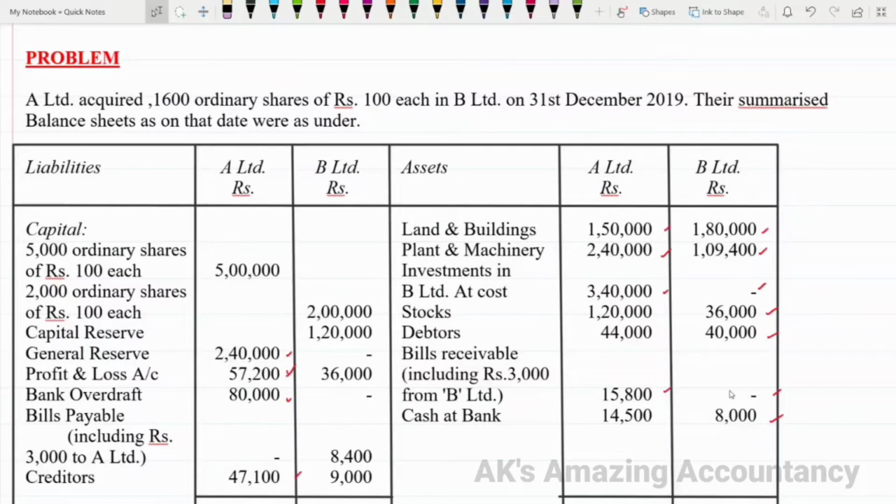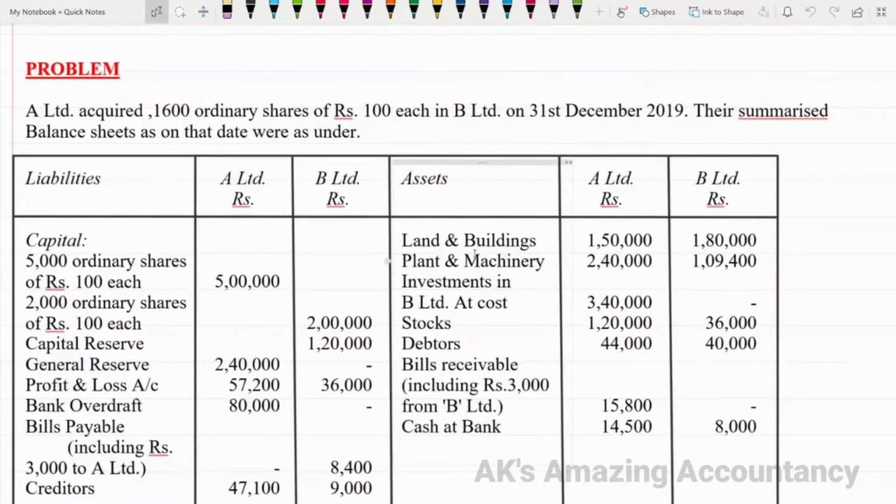A Limited acquired 1600 ordinary shares of rupees 100 each in B Limited on 31st December 2019. Their summarized balance sheets as on that date were as under. Liabilities, it's given for A Limited and B Limited. Capital, 5,000 ordinary shares of rupees 100 each, 5 lakhs. 2,000 ordinary shares of rupees 100 each for B Limited, 2 lakhs.